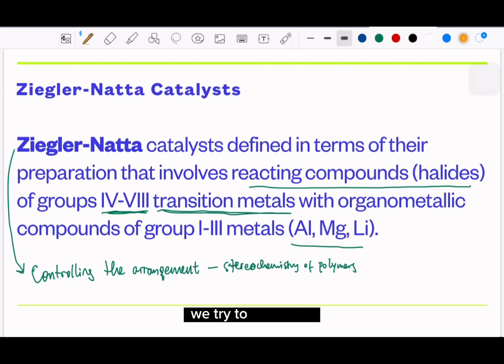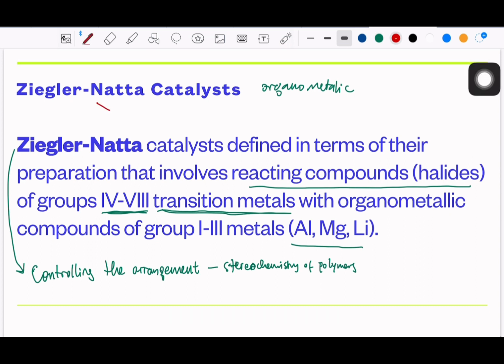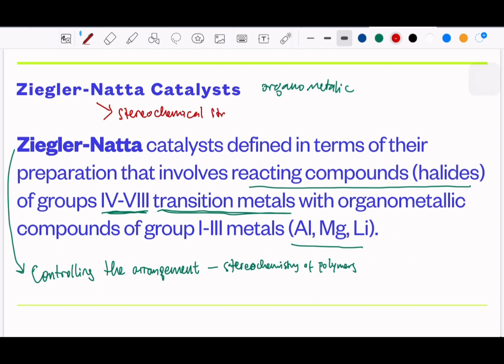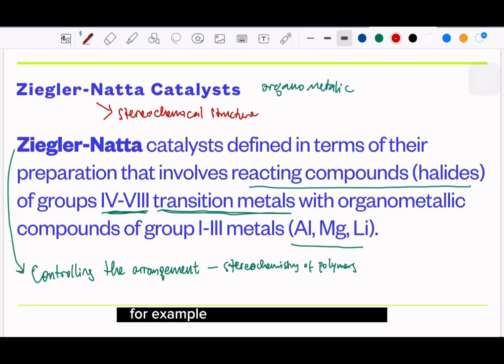We try to elaborate. So basically, Ziegler-Natta catalysts are organometallic catalysts, and they are related to the stereochemistry or stereochemical structure, which means if we want to make, for example, syndiotactic or isotactic polymers, or adjust their tacticity, we can use this catalyst.